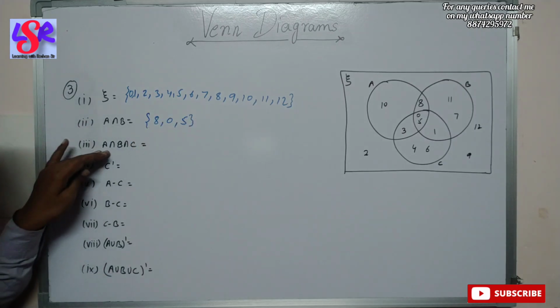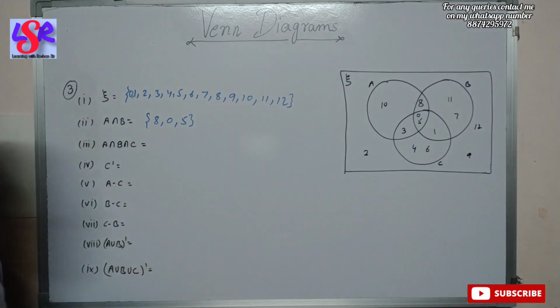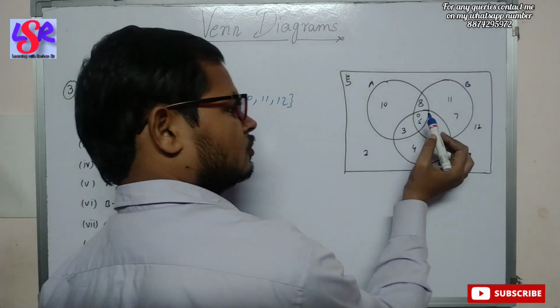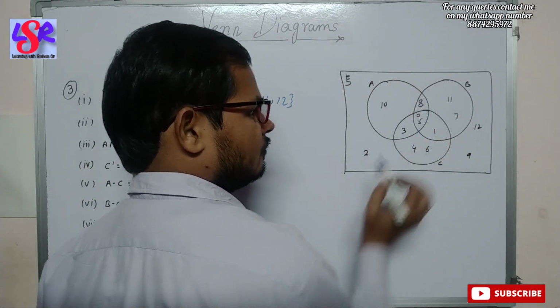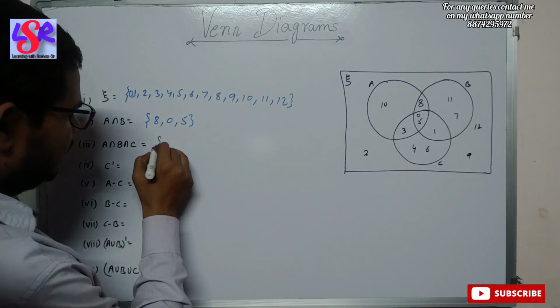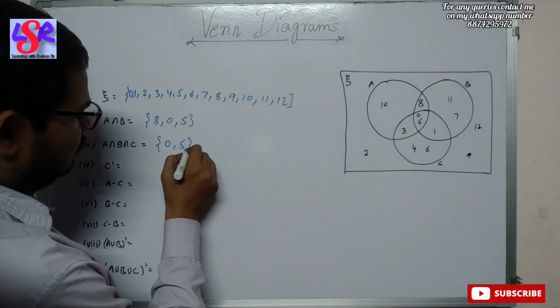Then we have A intersection B intersection C, means the common of the three. So common of the three is 0 and 5. So here we'll be having only 0 and 5.